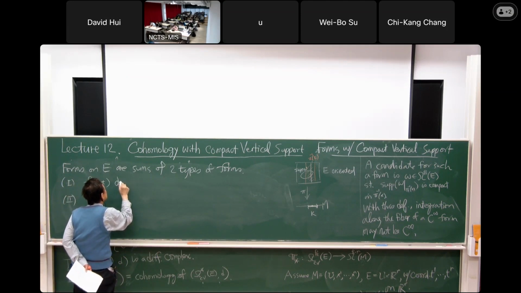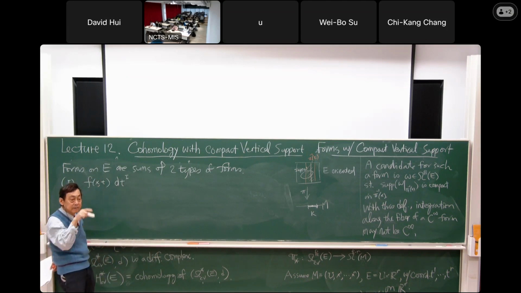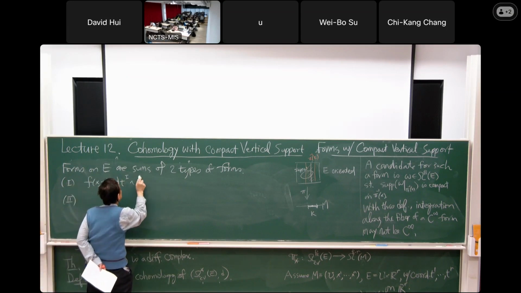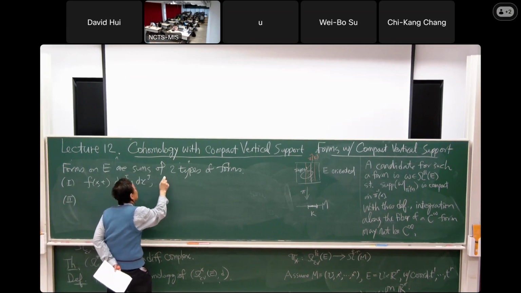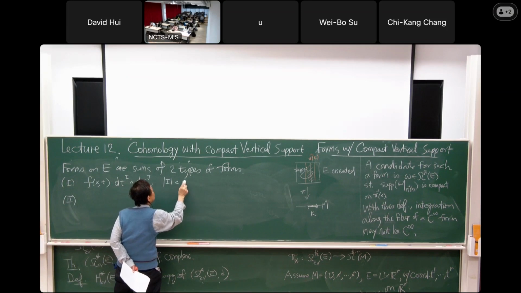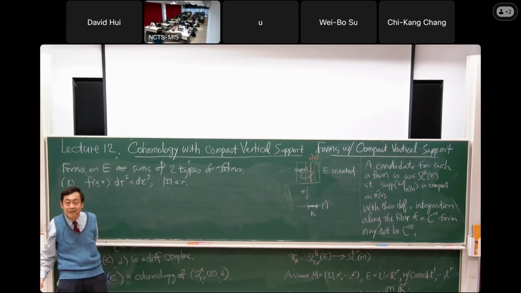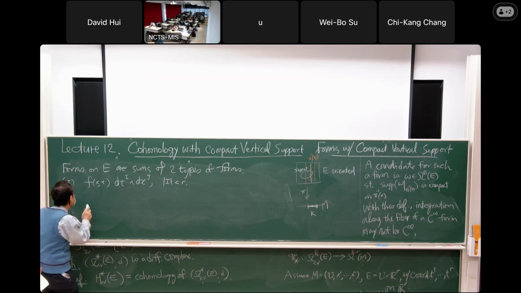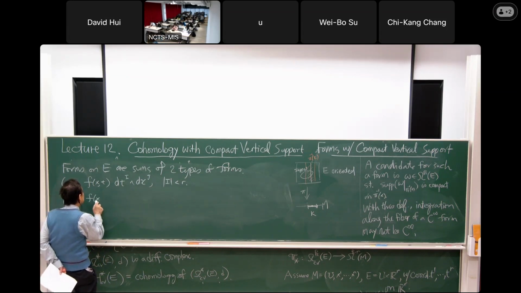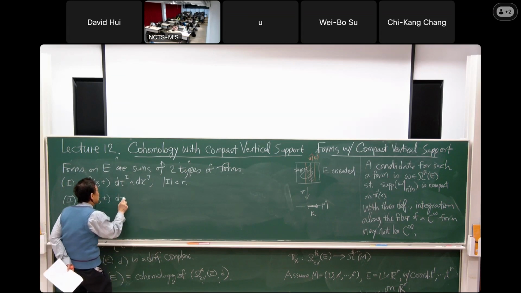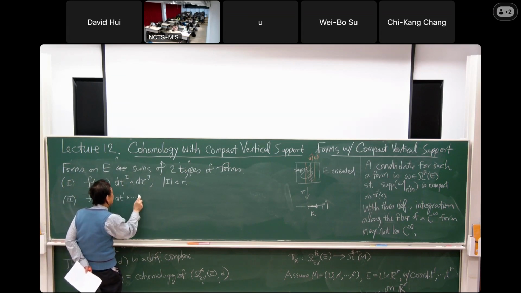So a type 1 form looks like f of xt, dti, which means dti1 wedge dot dot dot wedge dti something, where the cardinality of I is less than R. So you don't have the whole set of dt1 to dtr. That's a type 1 form. And the type 2 form has all of them in it.